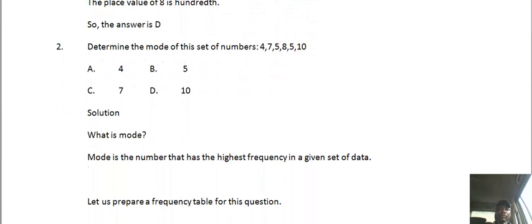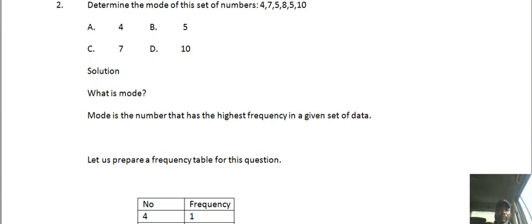Now let's proceed to question 2. Question 2 says, determine the mode of this set of numbers: 4, 7, 5, 8, 5, 10. What will be the mode? Now, the options we have here: option A, 4; option B, 5; C, 7; D, 10.